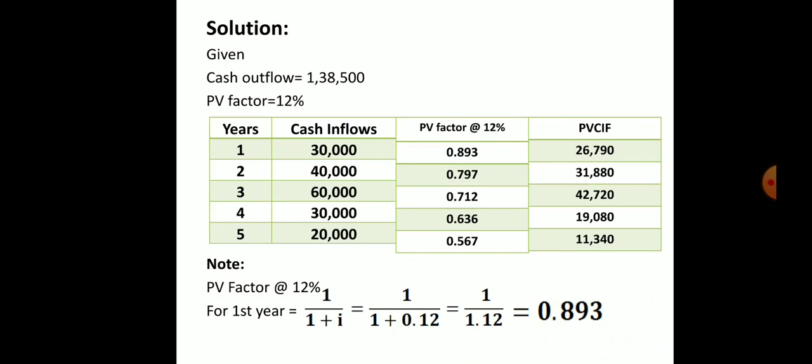For the second year, 40,000 into 0.797 is 31,880. So this is how you have to calculate. We have to calculate the present value of cash inflow by discounting the cash inflow.